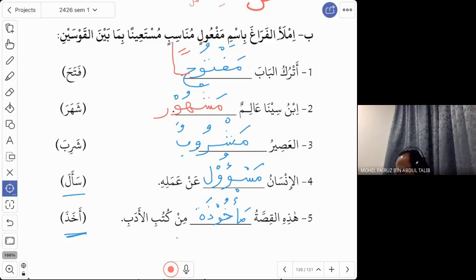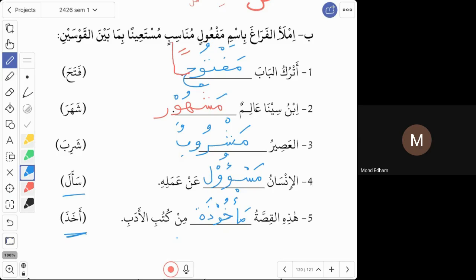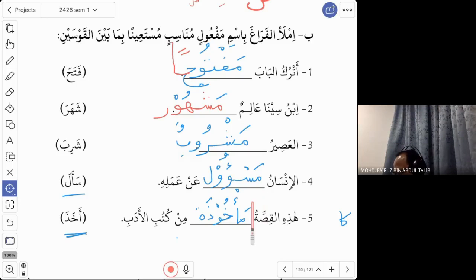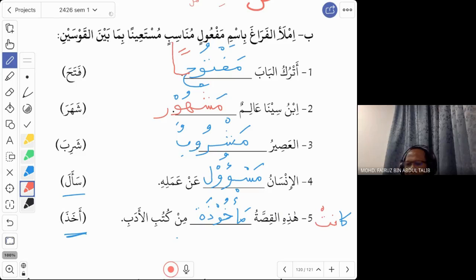Again, what if you want to change this to was? You want to say this story was taken. What word do you need to add to the sentence? Kana. So you add the word kana. But this is for a muannas word, referring to qissa. Kana is for muzakkar. What is muannas? Kanat, yes, correct. By adding kanat, you change the time. So kanat al-qissatu ma'khuzatan.